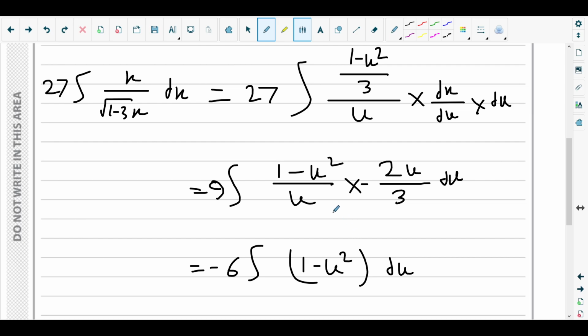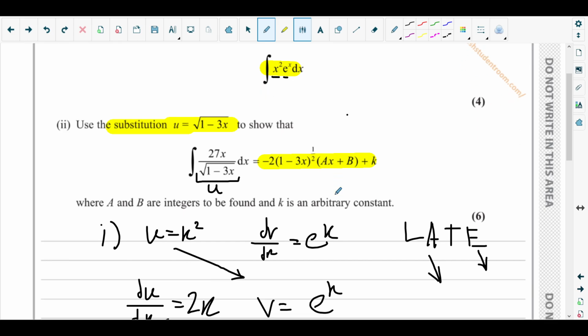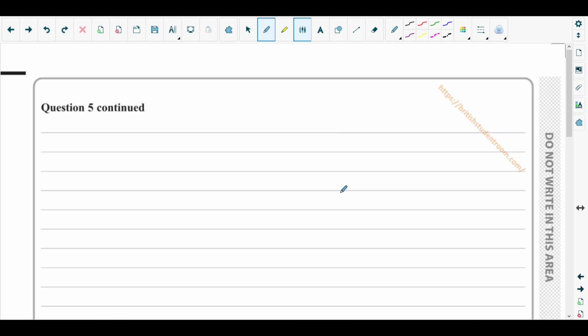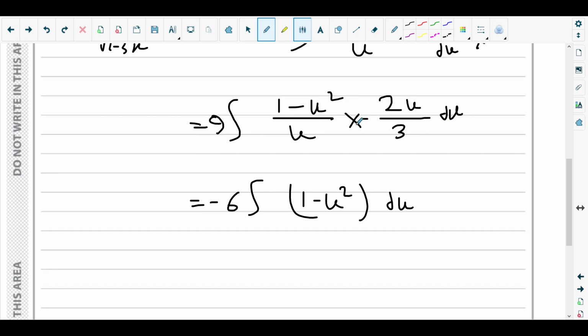Fine. Okay, let me see the right hand side. It will be easier for you to understand whether our approach is fine or not. It goes fine. So what we need to do now is integrate. That's it.